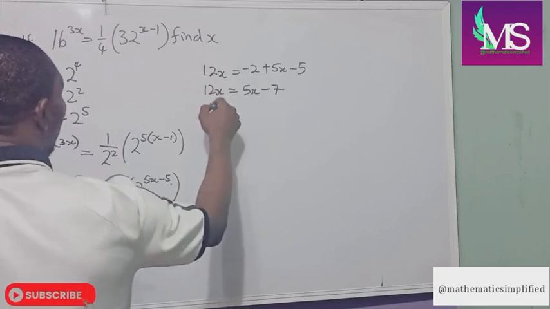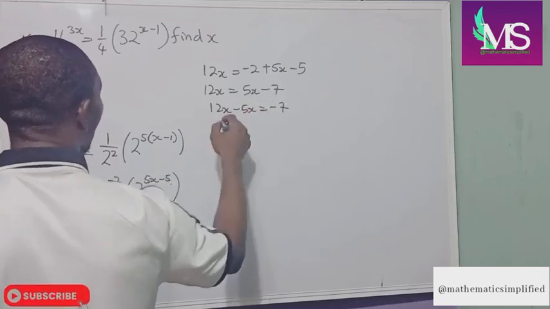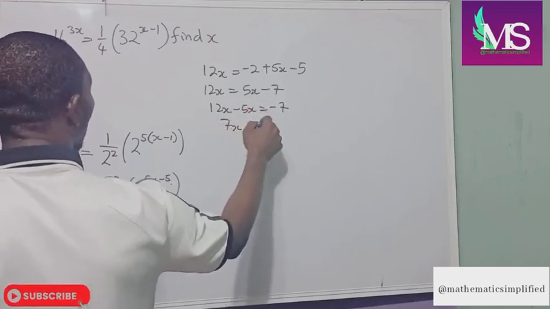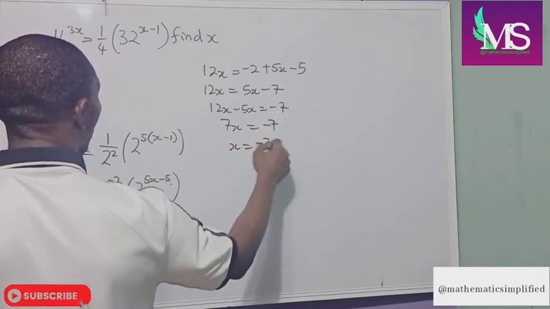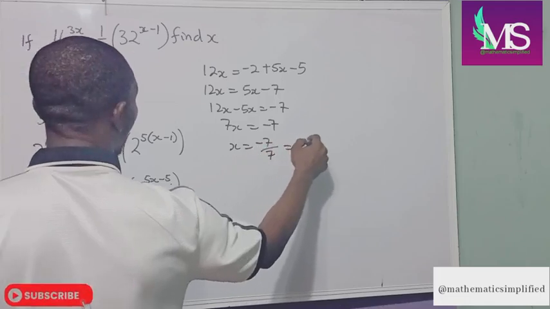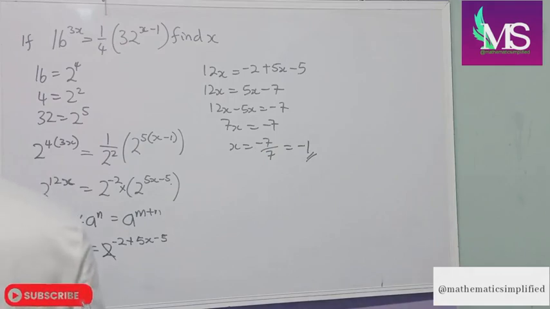Collecting like terms, we have 12x minus 5x equals minus 7. So 7x equals minus 7. So x equals minus 7 over 7, which will give us minus 1. So the value of our x will be minus 1.